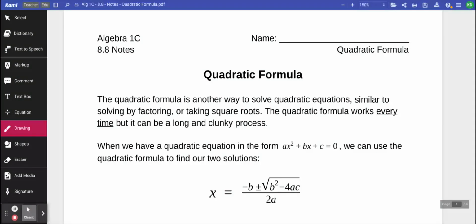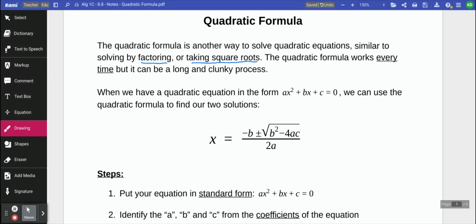It works every time, but it doesn't mean it's the easiest way to do this process because it's going to be a difficult process. So we really only use it as a last resort when we can't take square roots and we can't factor, because that's usually easier. So factoring and taking square roots are going to be your first choices, but this will also work. So if you only know one thing, quadratic formula is it. But it's going to take you a while to do this if you use this every time.